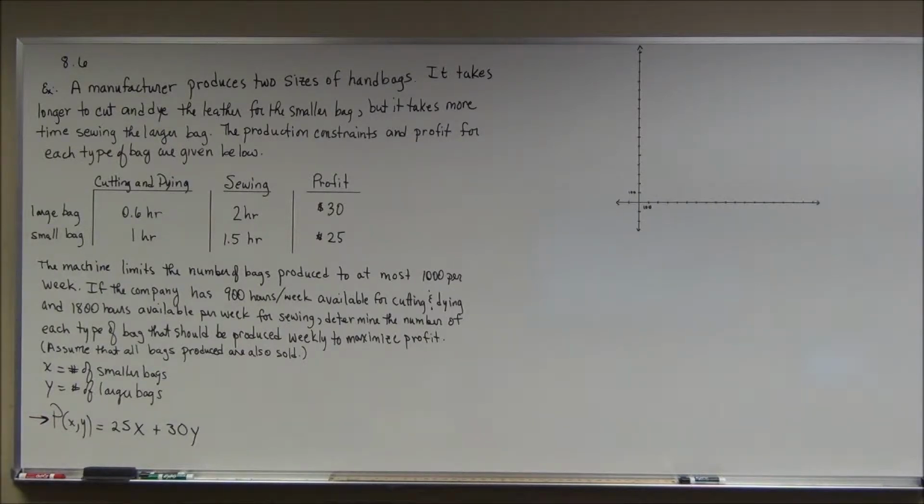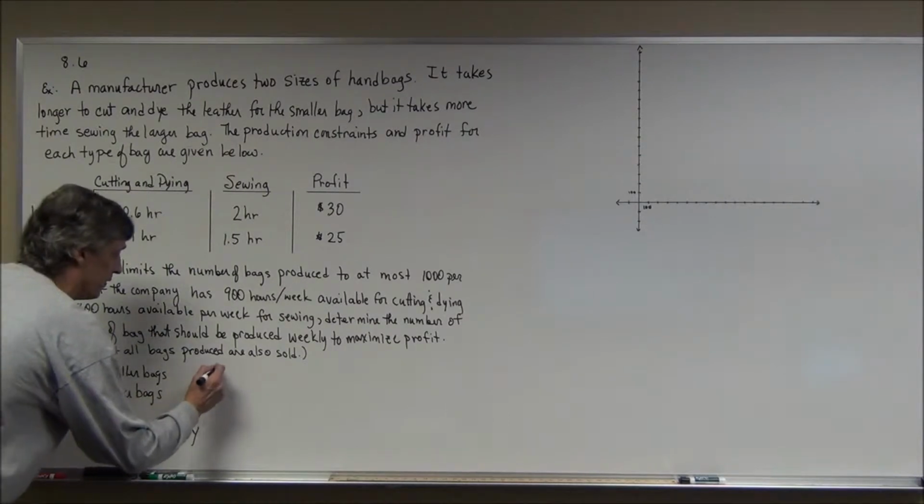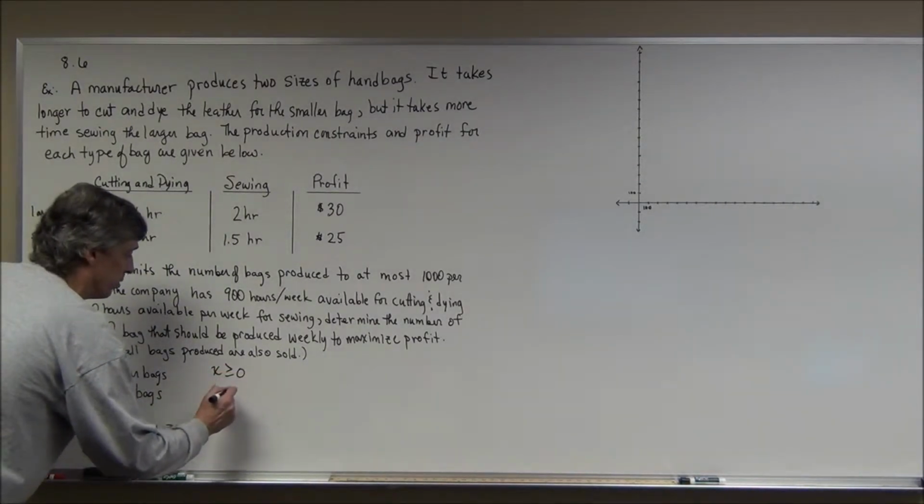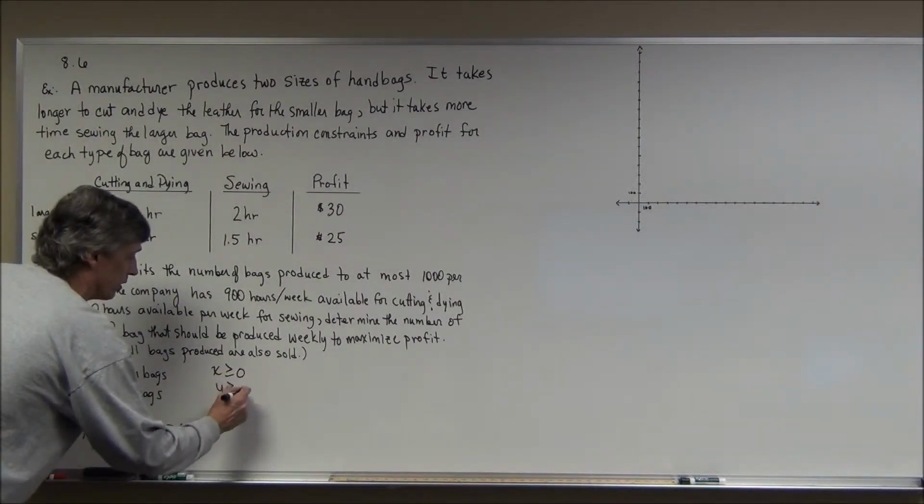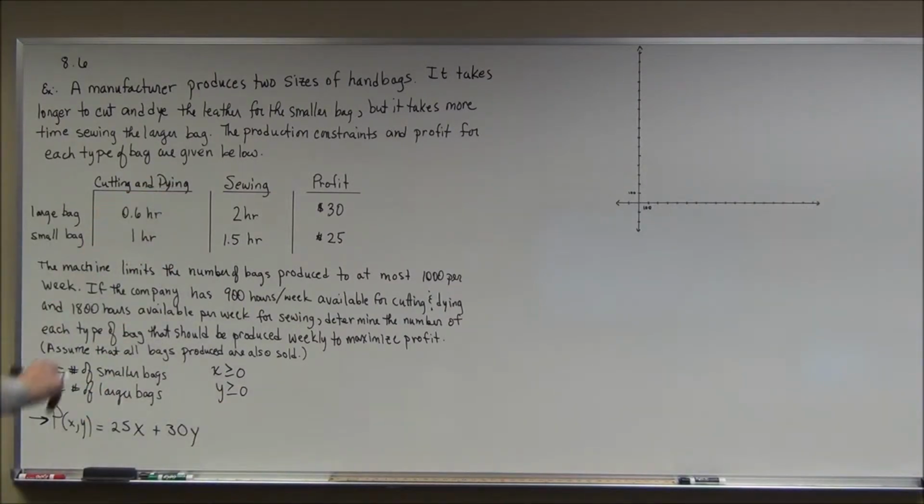So I don't want to lose track of that. Now I have a number of constraints, some based on the actual production, some based on the number of hours available. So I'm going to have, first off, since X and Y represent the number of bags, I think you will agree that X has to be greater than or equal to 0, and Y has to be greater than or equal to 0. If you're looking at my graph over there, you can see that I've got that set up where it's predominantly in the first quadrant. Now, I need to see the other possibilities.